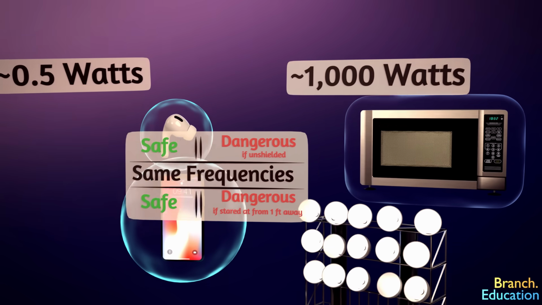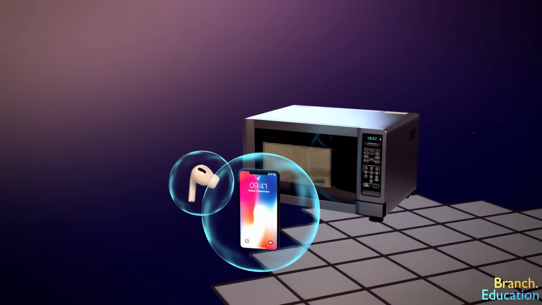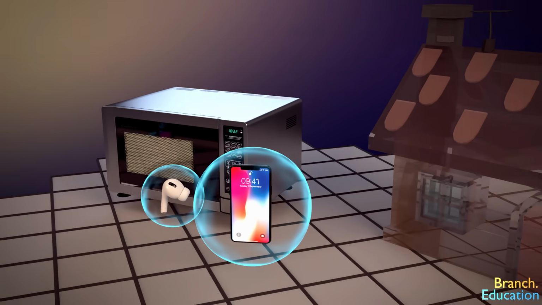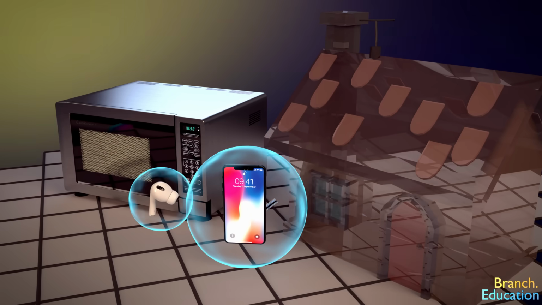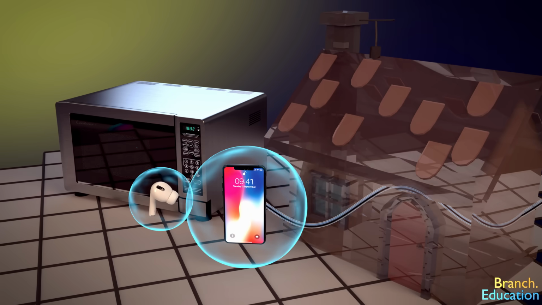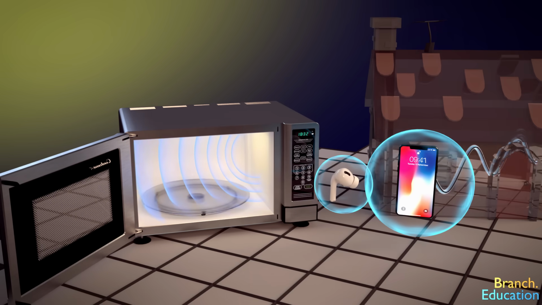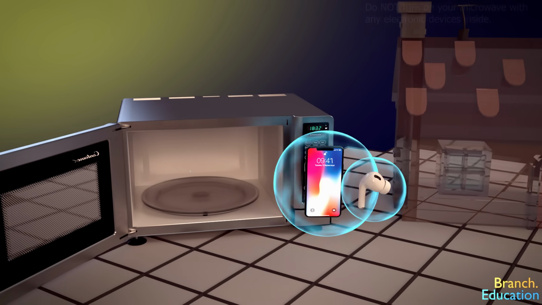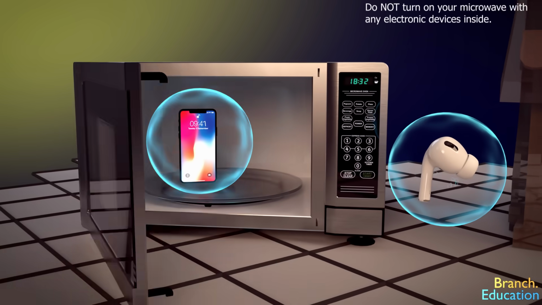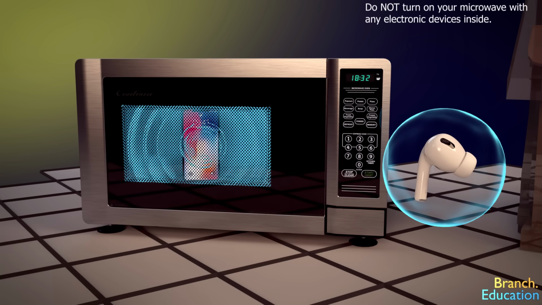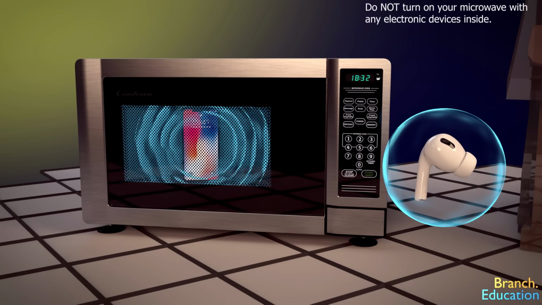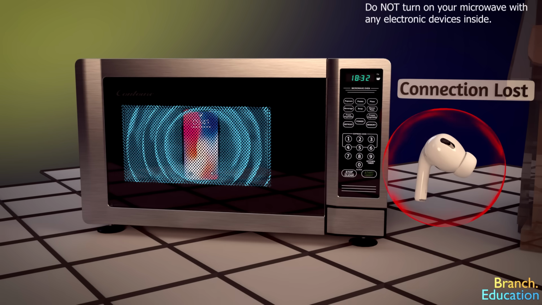Also, remember we mentioned that the electromagnetic waves from Bluetooth can easily travel through obstacles such as the walls of your house? However, the walls of the microwave are designed to block waves of this frequency. You can test this by putting your smartphone in the microwave. The Bluetooth signal from your smartphone to your headphones will be blocked and the connection lost.